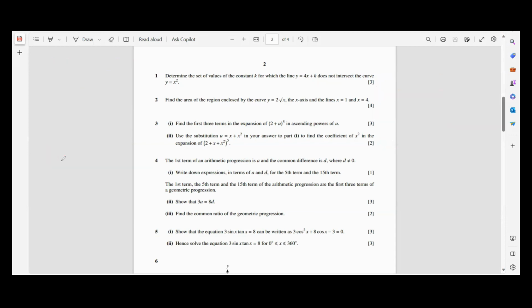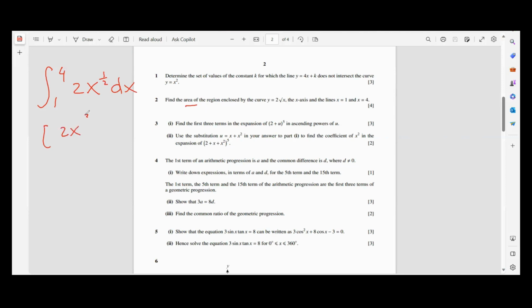For number 2, find the area of the region enclosed by the curve, the x-axis and the lines x equals 1 and x equals 4. So here we shall use integration to answer that. So integration directly from 1 until 4 of square root x. I will make it into indices, x to the power half dx. And then this will become this one.